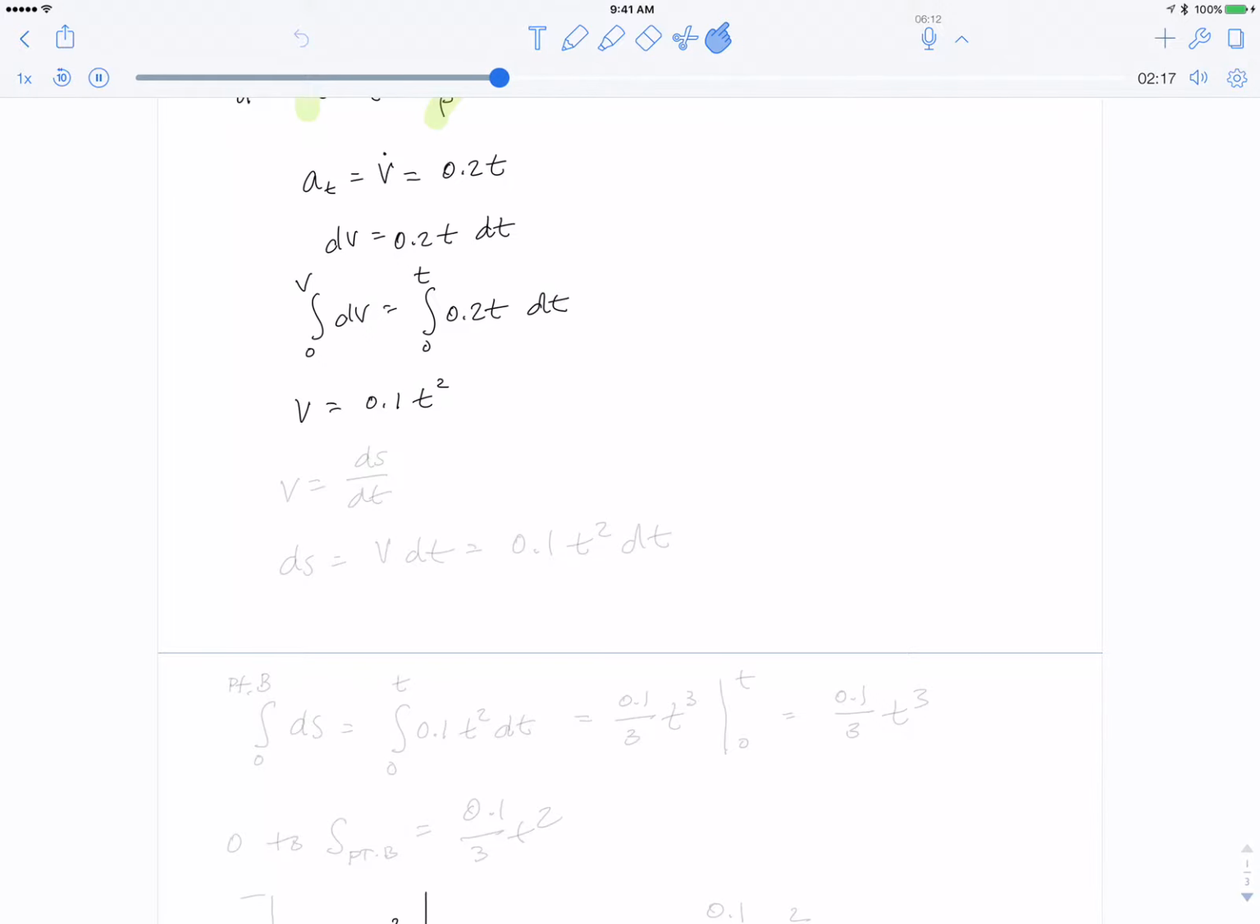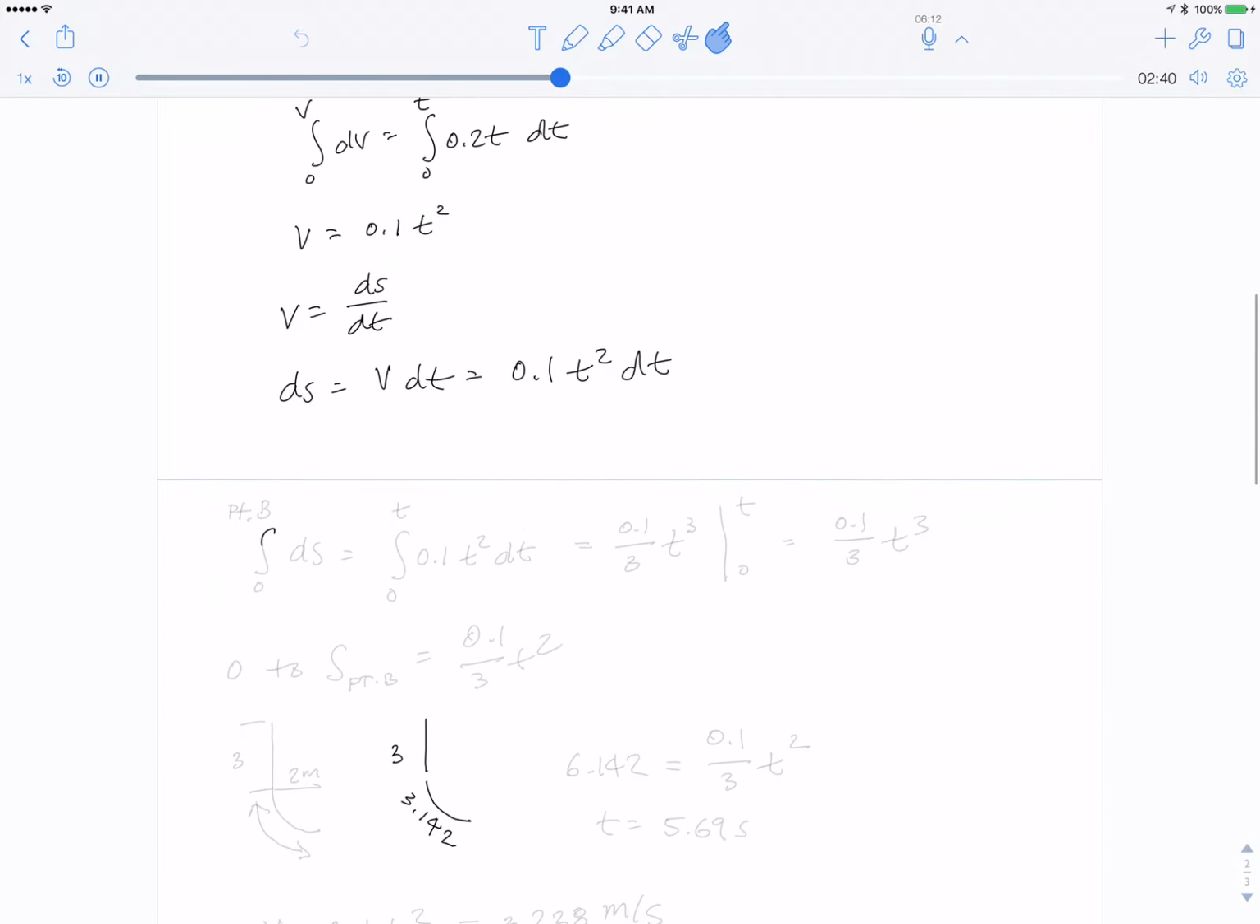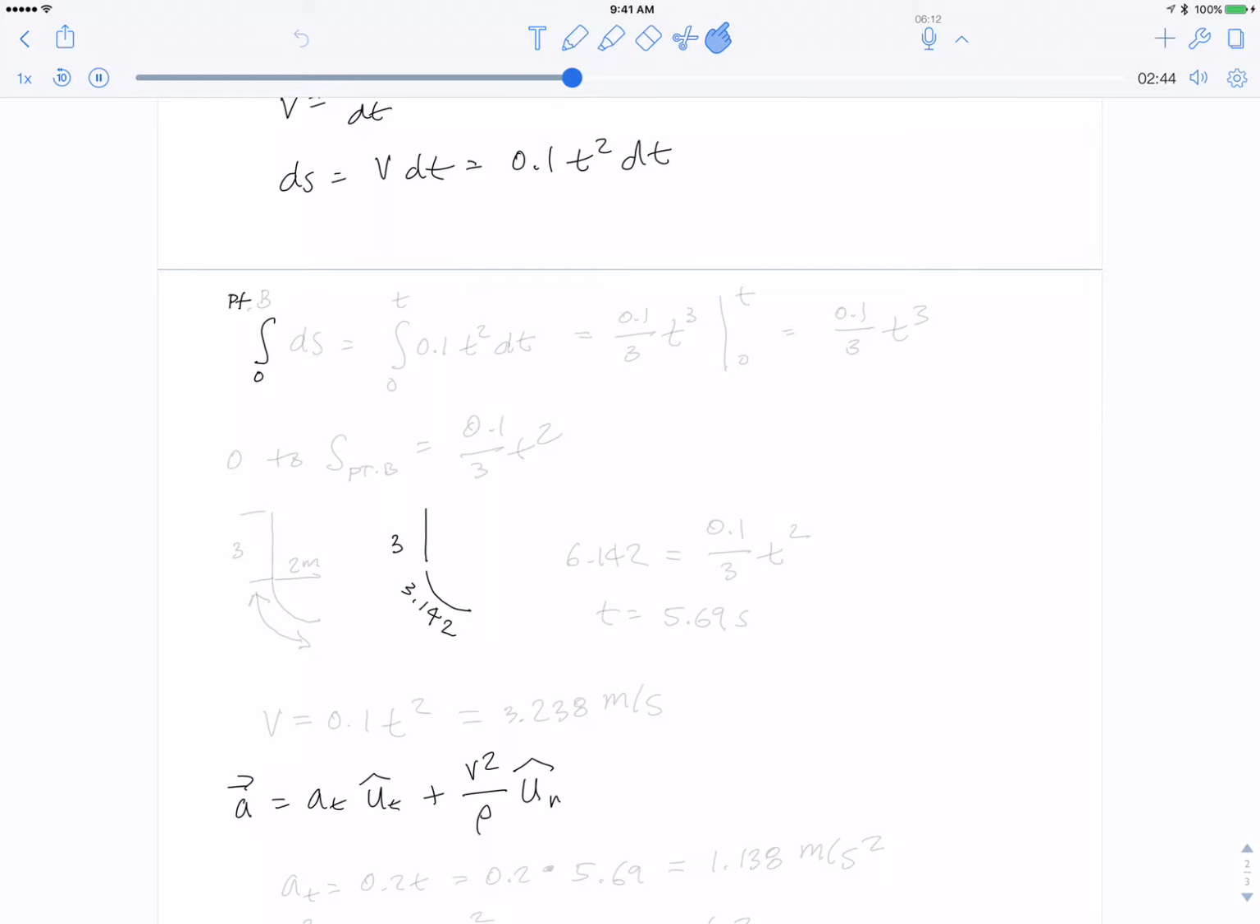But we do know that it has to travel 3 meters on the straightaway and then a quarter of the circle. So we know the distance. So we're going to use v equals ds/dt, or ds equals v dt, which is 0.1t squared dt. And now we can integrate that. The integral from 0 to point B, we'll figure that out in a little bit, ds equals the integral from 0 to t, which is unknown, of 0.1t squared dt. That integral's pretty easy. It's 0.1 over 3 t cubed from 0 to t.